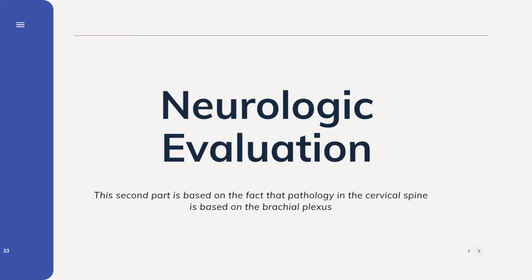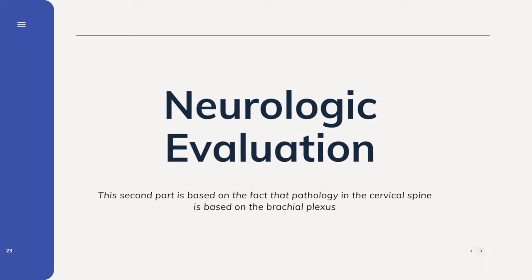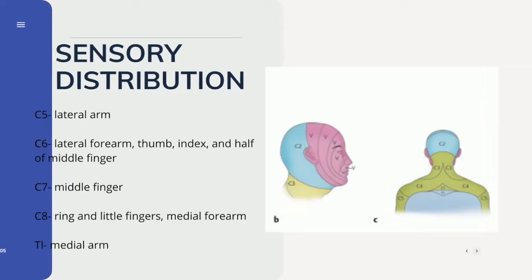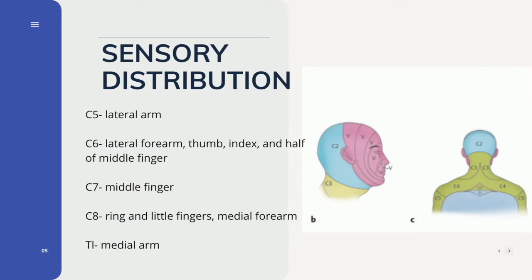This second part is based on the fact that pathology in the cervical spine is based on the brachial plexus. The following diagnostic tests will help determine whether there is a relationship between upper extremity neurologic problems and a primary source in the neck.